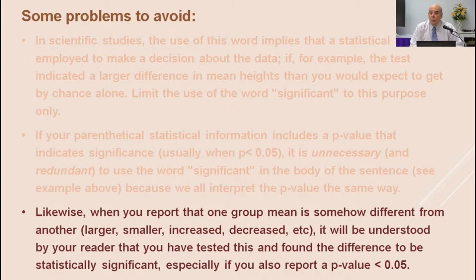Likewise, when you report that one group mean is somehow different from another, it's larger or smaller or increased or decreased, etc., it will be understood by the reader that you have tested this and found the difference to be statistically significant, especially if you also report a p-value less than 0.05.